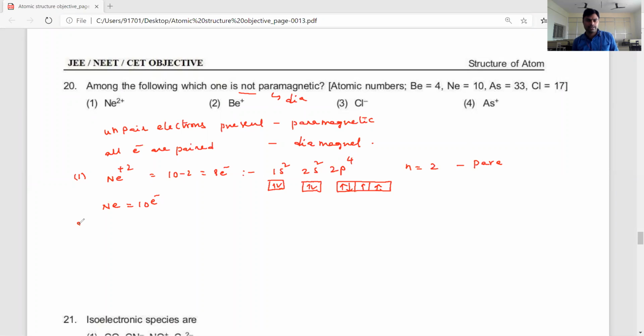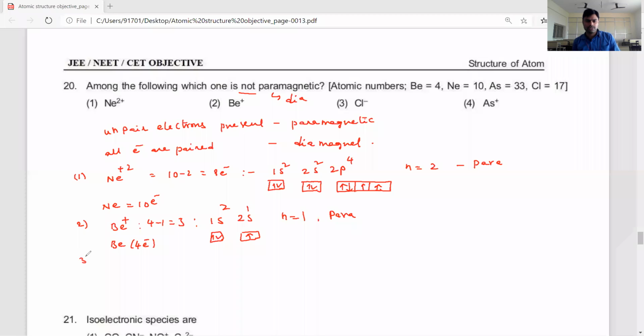Now the second option, Be+. Beryllium has 4 electrons, and Be+ has 4 minus 1, which is equal to 3 electrons. Its electronic configuration is 1s2, 2s1. 1s is completely paired, the inner shell, but in 2s a single electron is present. So n is equal to 1, which means it is paramagnetic.